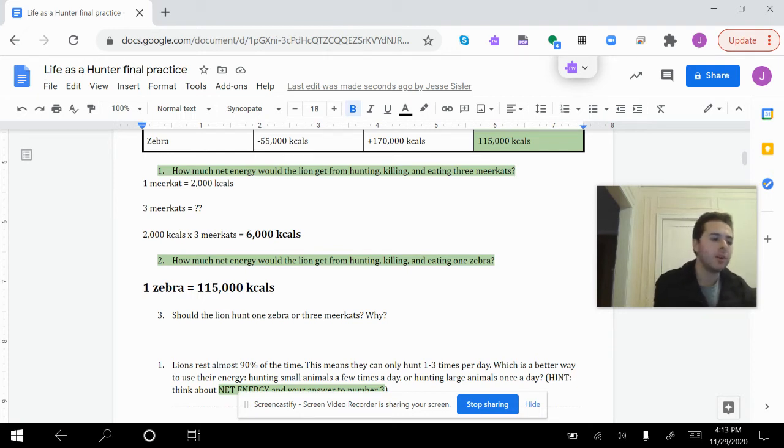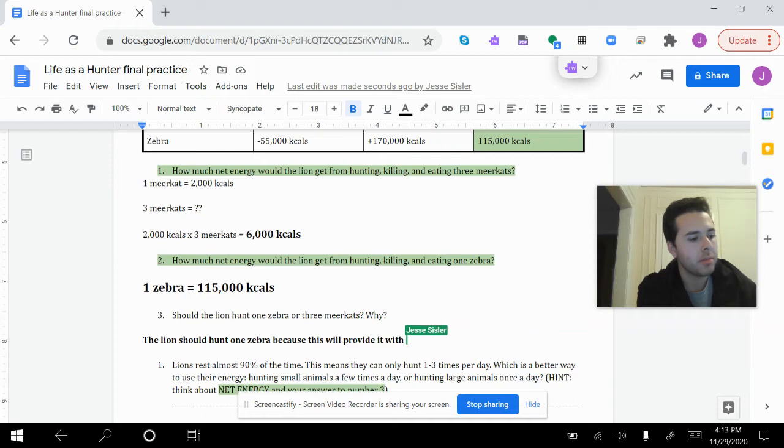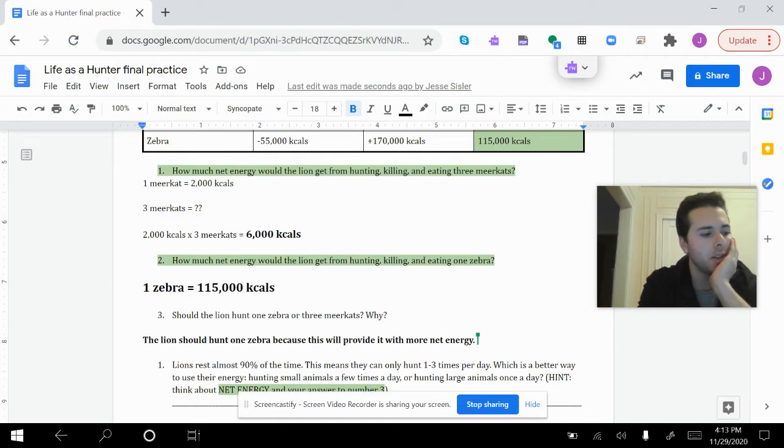All right, so for number 3, our answer is going to be the lion should hunt 1 zebra. And that is because this will provide it with more net energy. Right? Because hunting and killing and eating 1 zebra winds up with 115,000 kcals. Hunting and killing and eating 3 meerkats only ends up with 6,000. And 6,000 is just not enough for the lion to live on for that day.